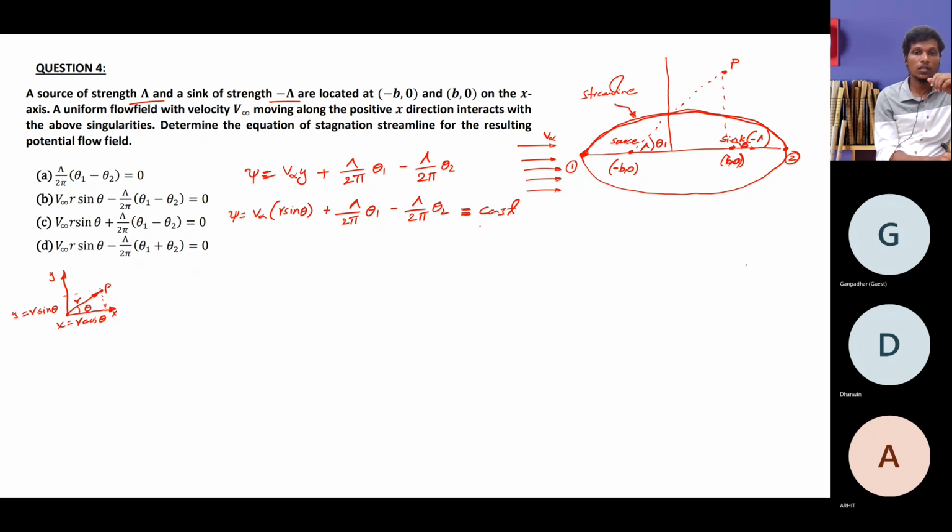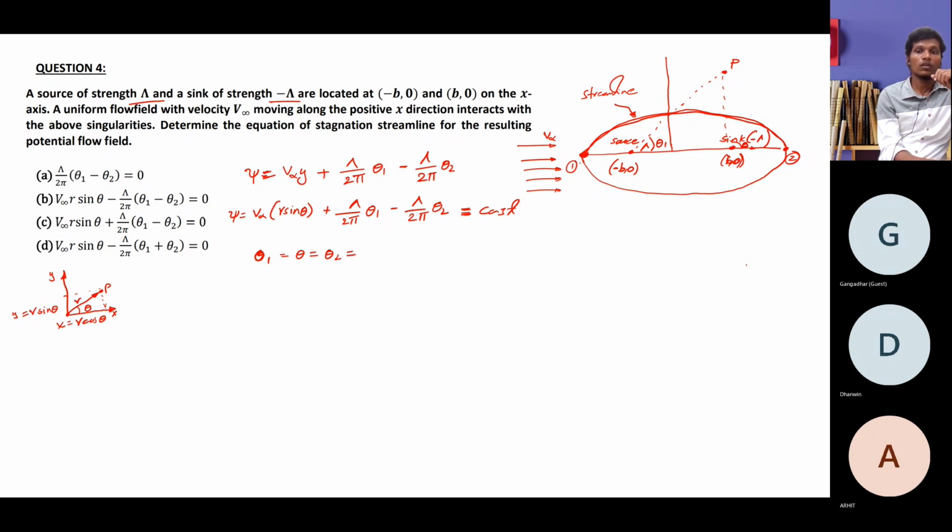So our first condition is done, and two more conditions we have. For this Rankine oval, we can see from the theory that there are two possibilities of stagnation points. One is at theta 1 equals pi, and r equals, we don't know the r value here, but theta 1 equals and theta 2 equals, corresponding to this point.